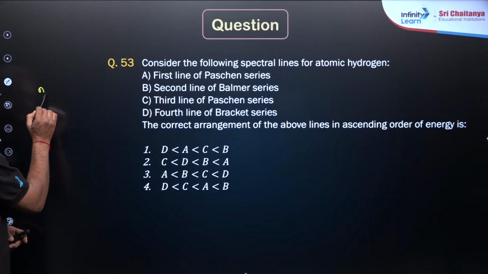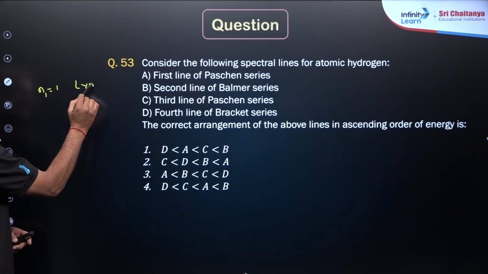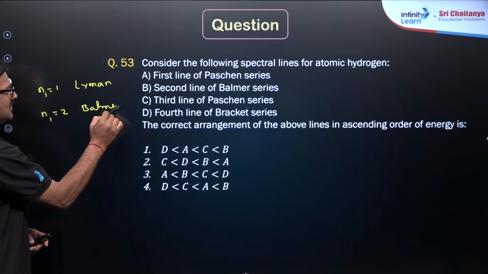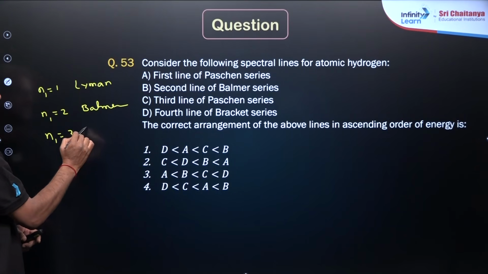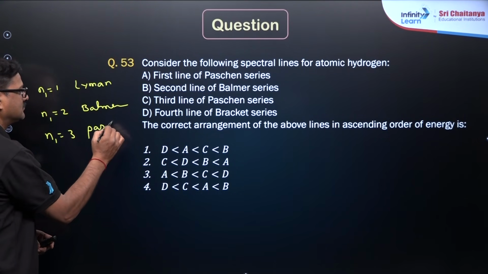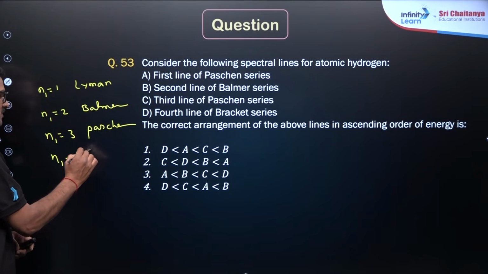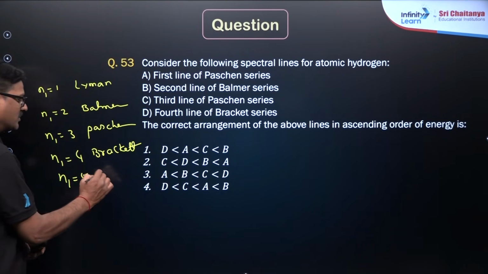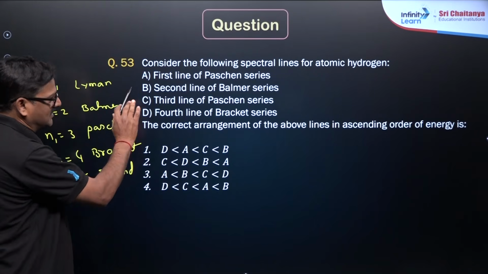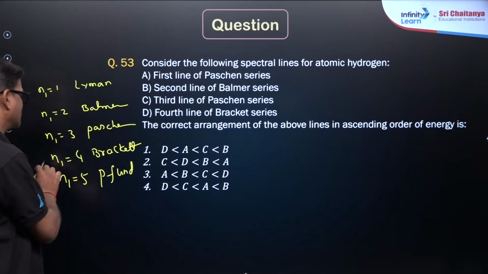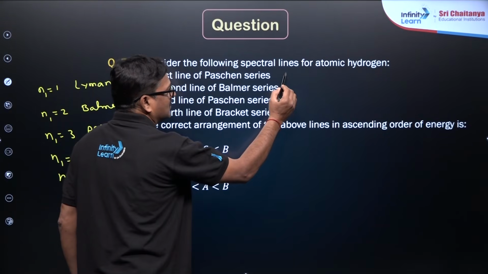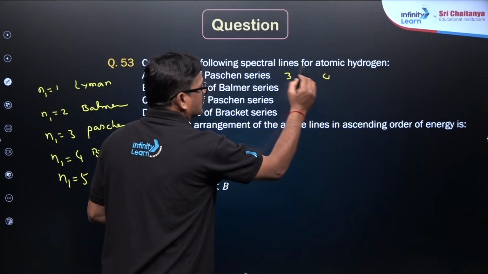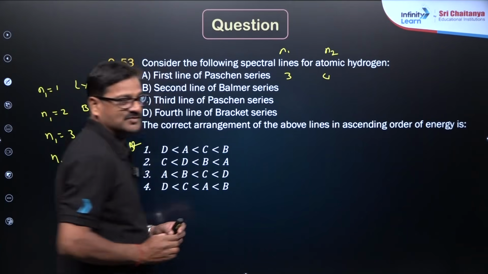So for that, if n1 is equal to 1, it is Lyman. n1 equal to 2 is Balmer. n1 equal to 3 is Paschen. n1 equal to 4 is Brackett, and n1 equal to 5 is Pfund. So let us see, first line of Paschen means n1 is 3 and the electron is coming from 4. So this is the n1 value, and this is the n2 value.